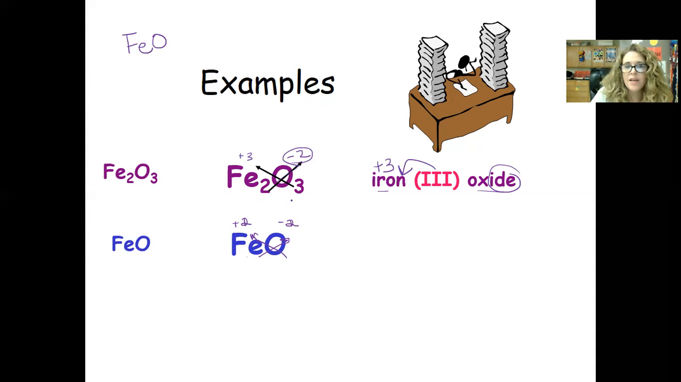So now this is not iron Roman numeral 3 oxide like the one above, because that was where iron lost 3 electrons. This iron, when it combined with oxygen in this chemical compound, only lost 2 electrons. So now we have iron Roman numeral 2 oxide. Because remember, the Roman numeral tells you the charge, which is +2.